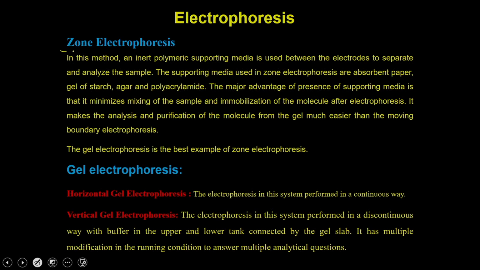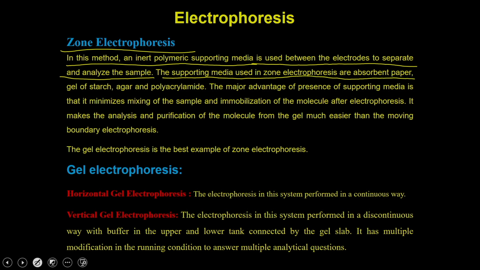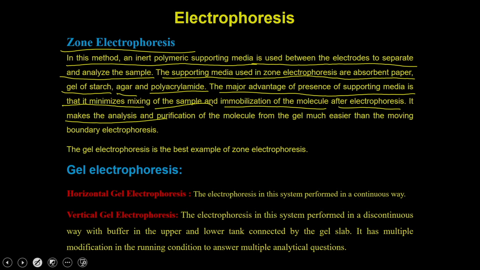Then they developed the zone electrophoresis. In this method, an inert polymeric support media is used between the electrodes to separate and analyze the sample. The supporting media used in zone electrophoresis are absorbent paper, gel of starch, agar and polyacrylamide. The major advantage of the presence of supporting media is that it minimizes mixing of the sample and immobilizes the molecule after the electrophoresis. It makes the analysis and the purification of the molecule from the gel easier than the moving boundary electrophoresis.